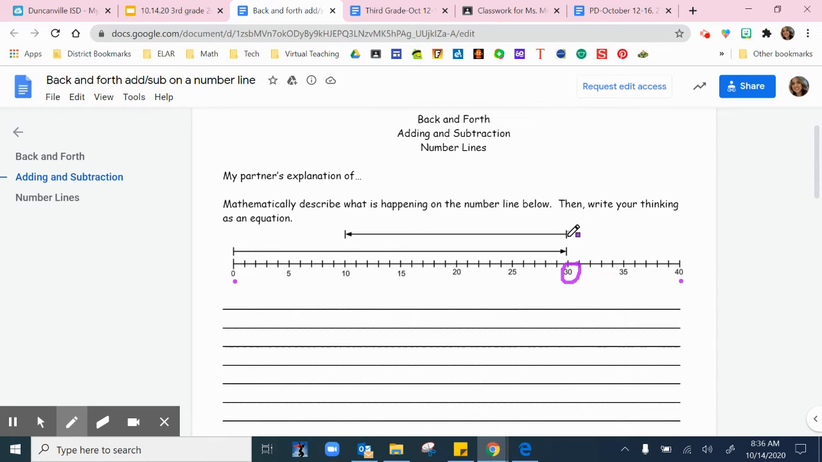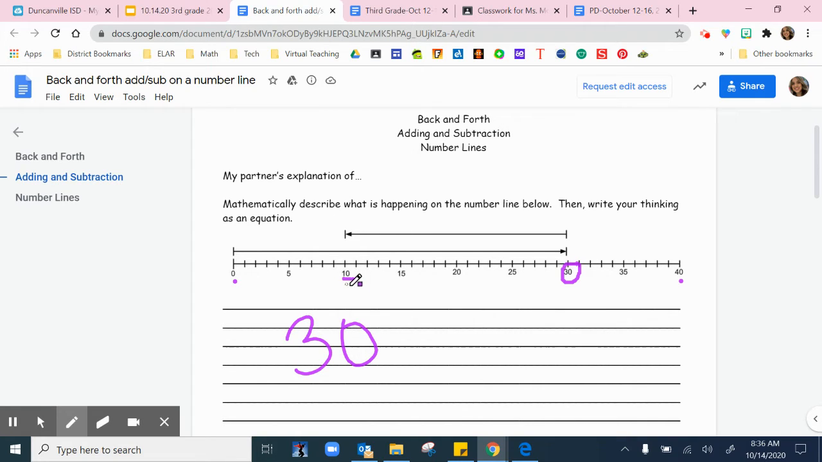Then the one above it shows it goes from 30 and it goes back to where? Now it's at 10. Okay, so mathematically, what just happened? Well, first, it jumped up 30. That means we started with 0, right? So we were at 0, and then we added 30. Now we're going to go back. So now we're back, but we didn't go back 10.